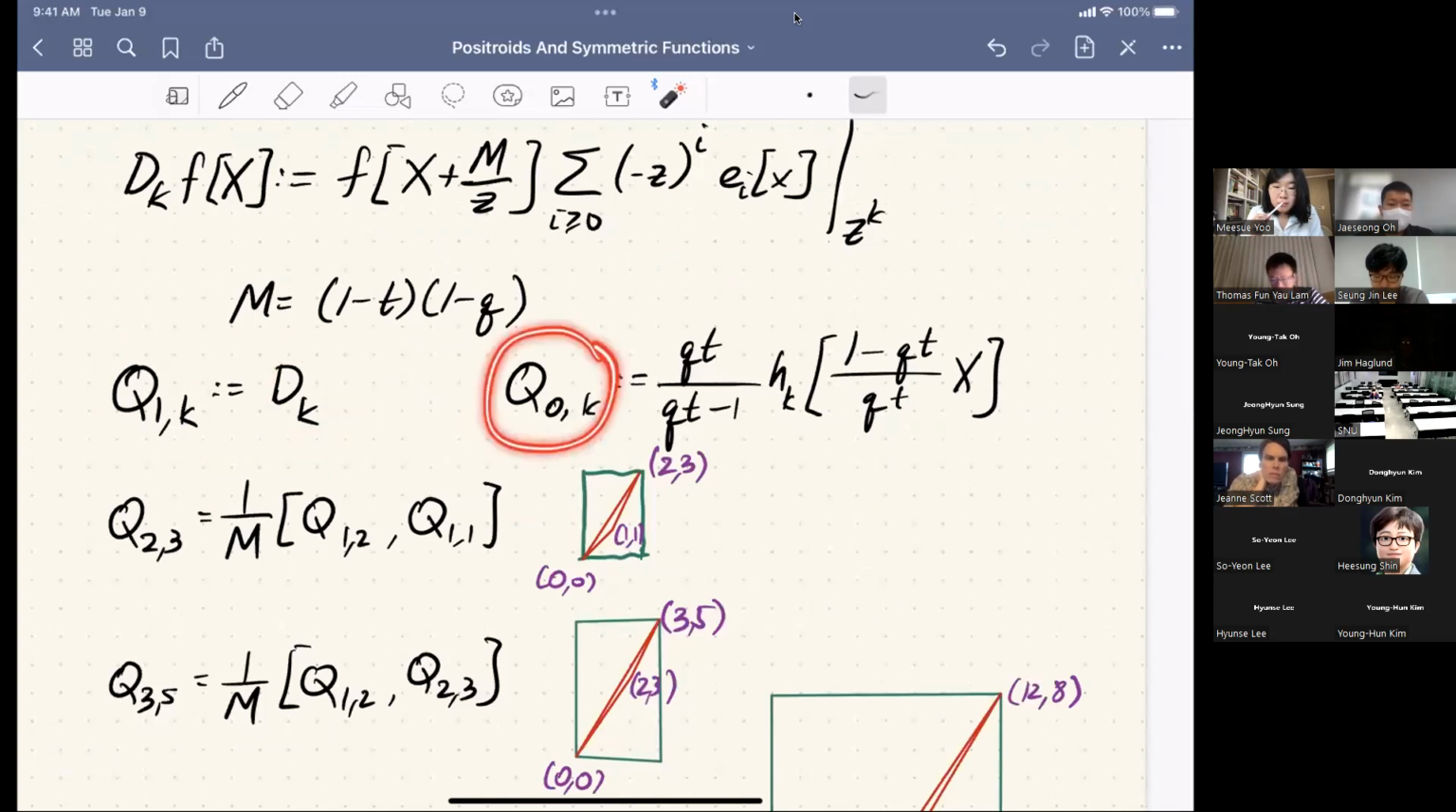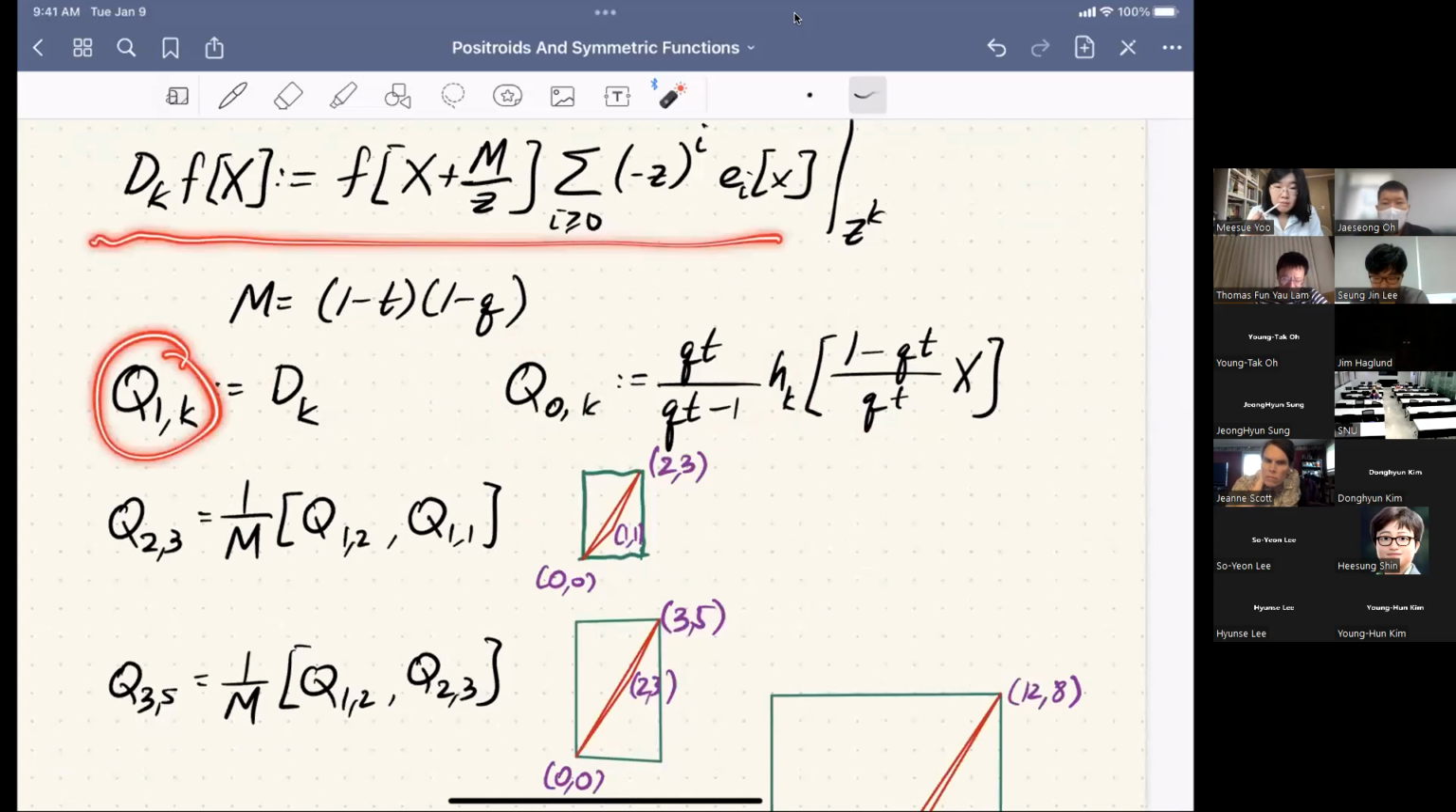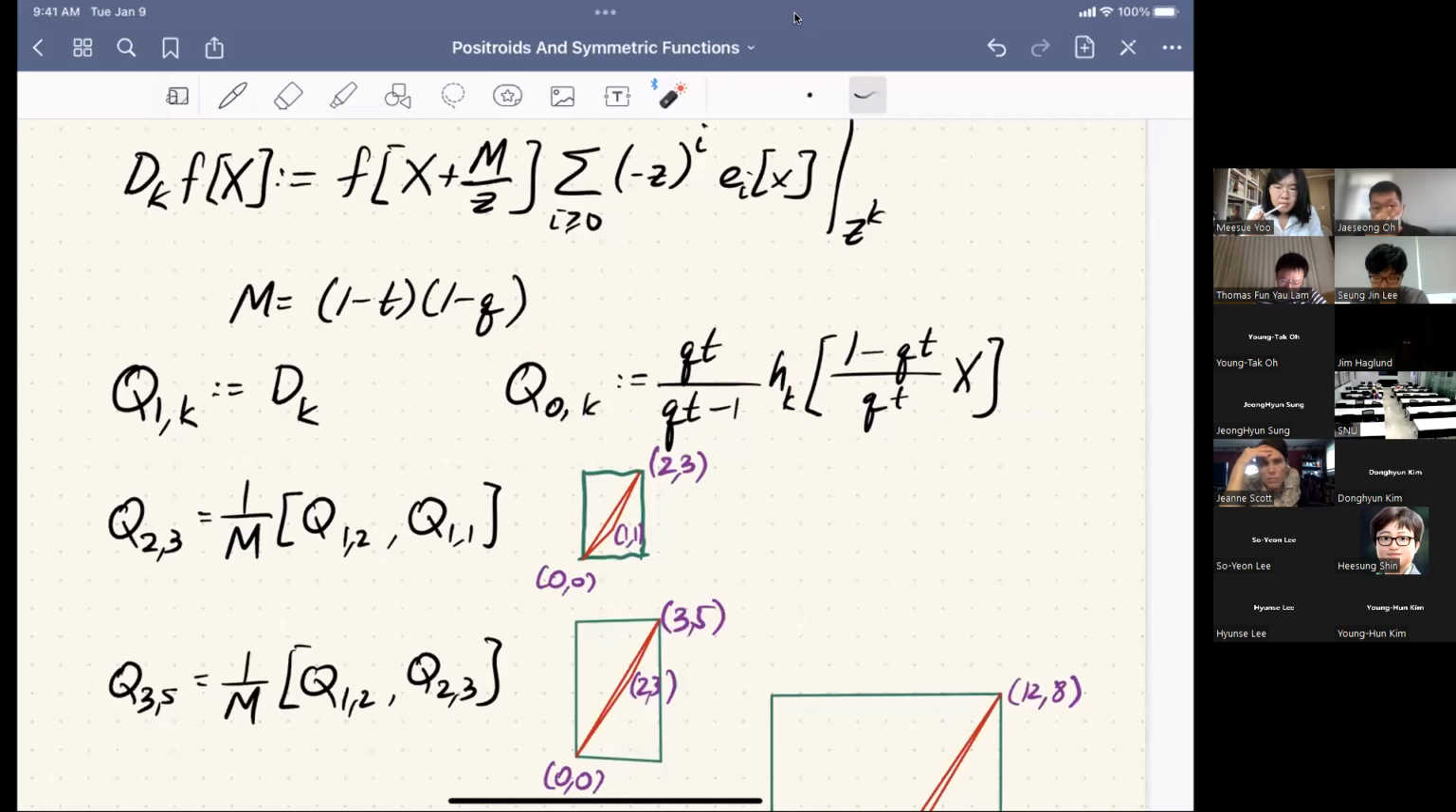Q0,k is sort of easier. It's basically a normalization of, I think of as, a somewhat easier plethysm of the homogeneous symmetric functions. Those are the Q's. So I guess we should just think of Q0,k as basically homogeneous symmetric functions, Q1,k as this unusual-ish symmetric function operator. And then the other operator is Q sub a comma b.